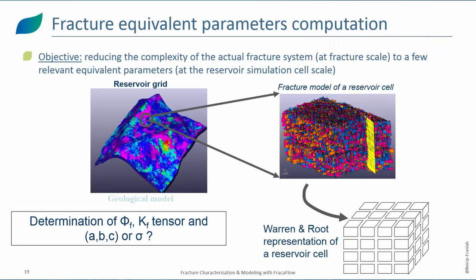The main objective of this last step is to reduce the complexity of the actual fracture system, which is at the fracture scale, and we want to have a few relevant parameters at the reservoir simulation cell scale. We want to find the fracture porosity, tensors of permeability, and the block size parameters or shape factor in the Warren and Root representation.